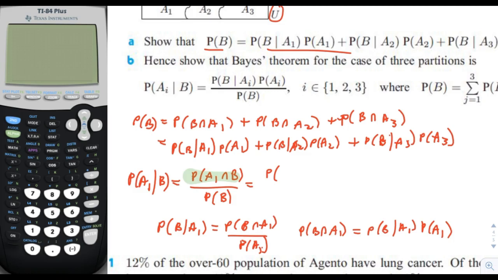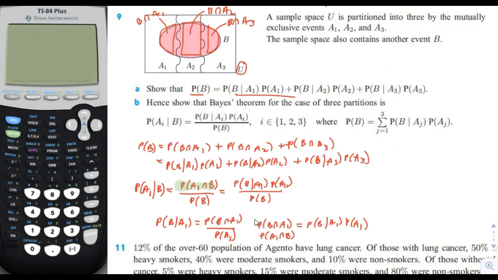Okay? And probability of B intersect A1 is the same thing as probability of A1 intersect B, right? So now I'm going to rewrite the green part as probability of B given A1 happening times the probability of A1 happening. Now I keep the denominator, which is probability of B happening. And I could rewrite this for A1, A2, and for A3. So that's basically what they wanted us to show here, okay? That it's true for 1, 2, and 3.